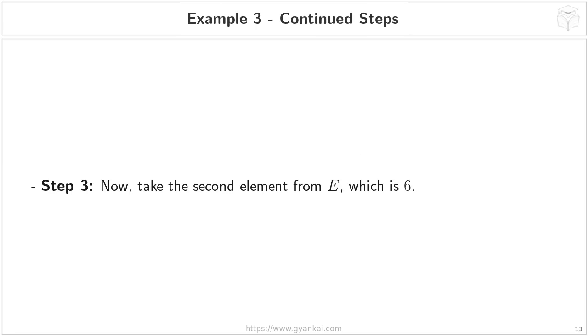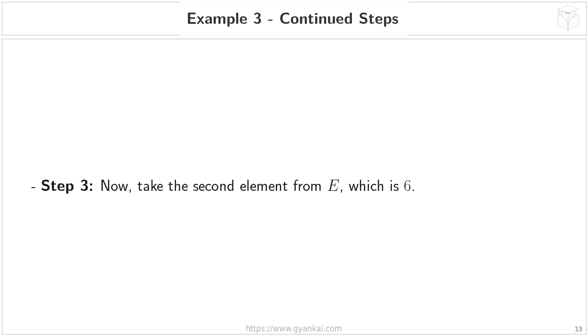Example 3, continued steps. So let's continue building our Cartesian product. As we've been doing, we're working with the sets E and F. Remember, E contains the numbers 5, 6, and 7, and F contains the letters x and y. Now, we've already paired every element of F with the number 5. On this slide, we move on to step 3.